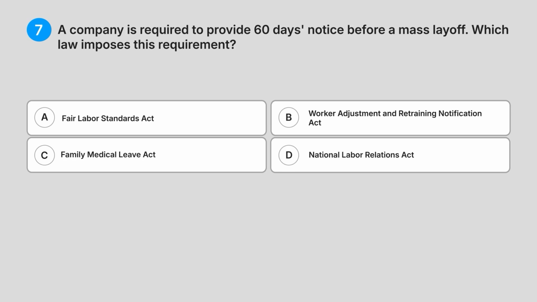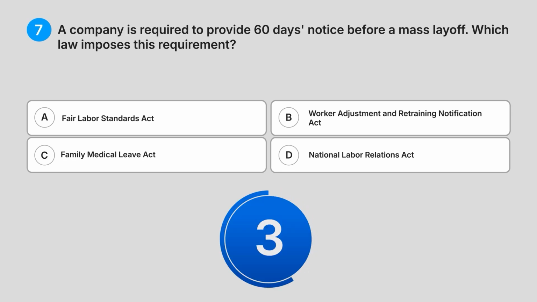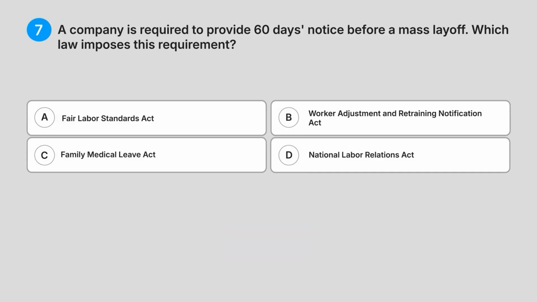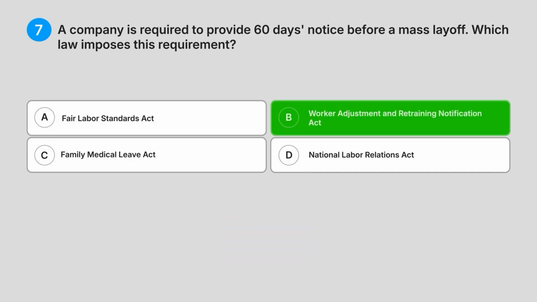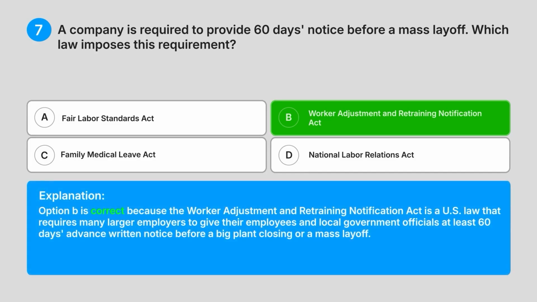What do you think is the answer? Correct answer, B. Worker Adjustment and Retraining Notification Act. Explanation. Option B is correct because the Worker Adjustment and Retraining Notification Act is a US law that requires many larger employers to give their employees and local government officials at least 60 days advance written notice before a big plant closing or a mass layoff.